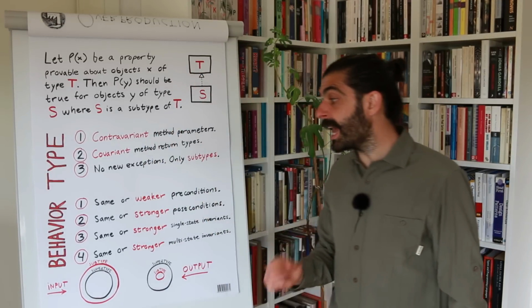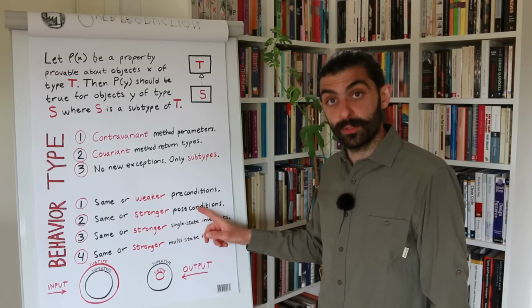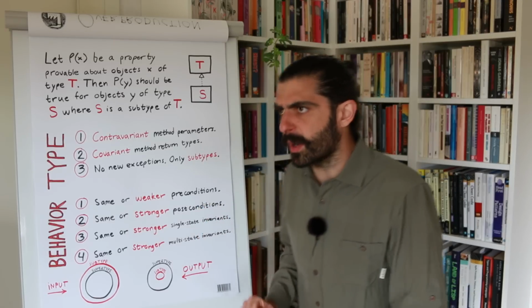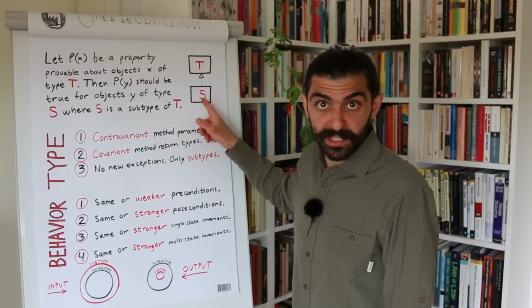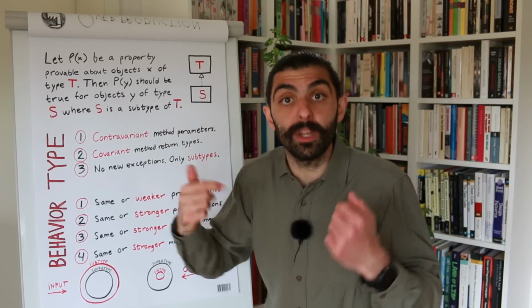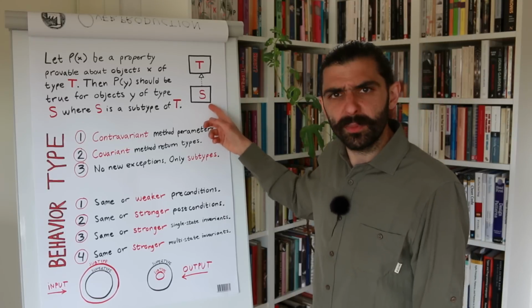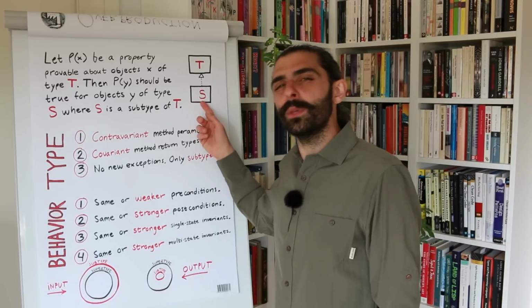If we were allowed to weaken the postconditions, then it would be possible for us to create a subtype of list called, for example, immutable list. And clear in the subtype, in immutable list, doesn't actually clear the list because it is an immutable list.